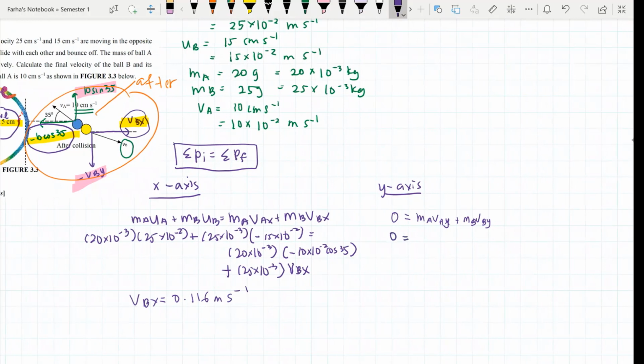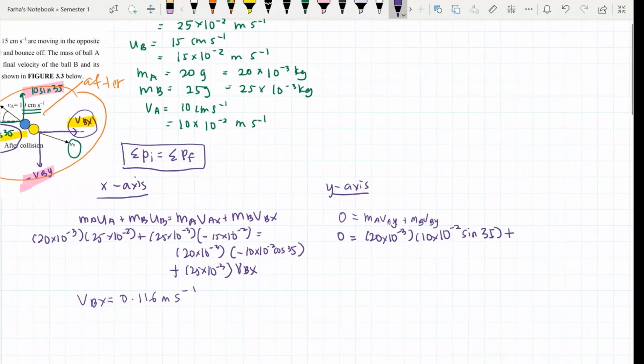0 equals to MA, which is 20 power of negative 3, so VAY is 10 power of negative 2 sin 35, plus MB. MB is 25 power of negative 3 times V2Y. So we will get VBY equals negative 0.046 meter per second.